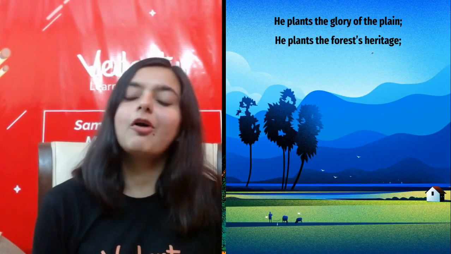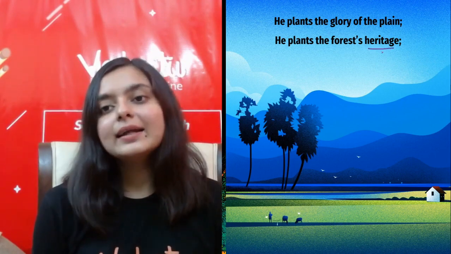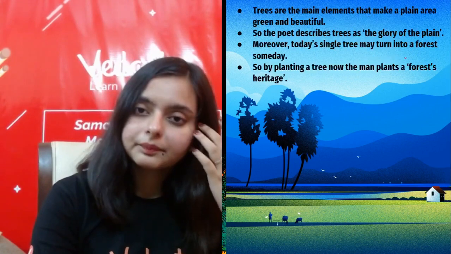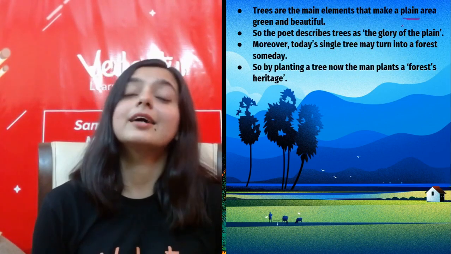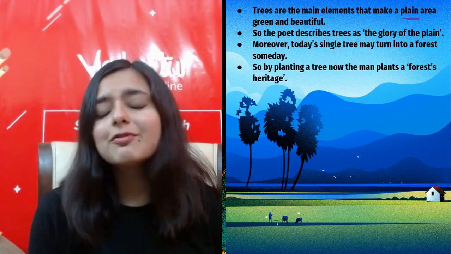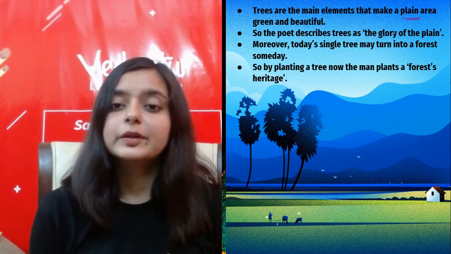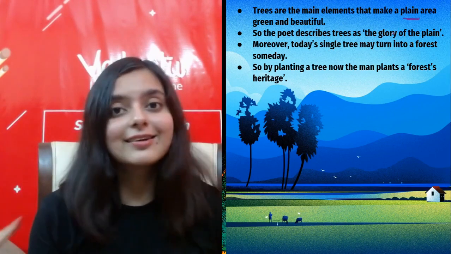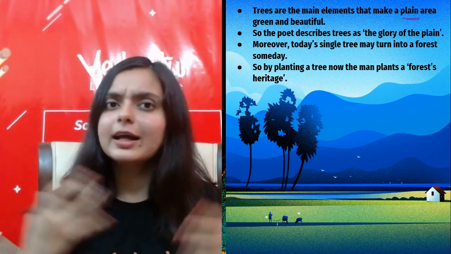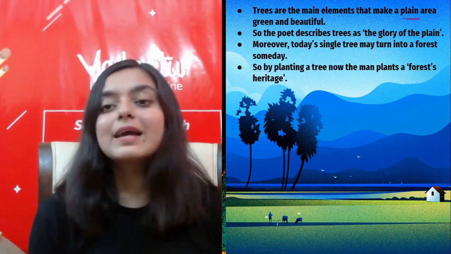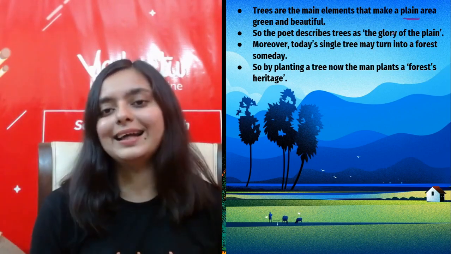He plants the glory of the plain. He plants the forest's heritage. Heritage is legacy. Okay. So the trees are the main elements that make a plain area green and beautiful. That is why we go to a place which is filled with greenery. We admire the beauty of that place, right? We click so many pictures. Why? Because that looks so beautiful, right?